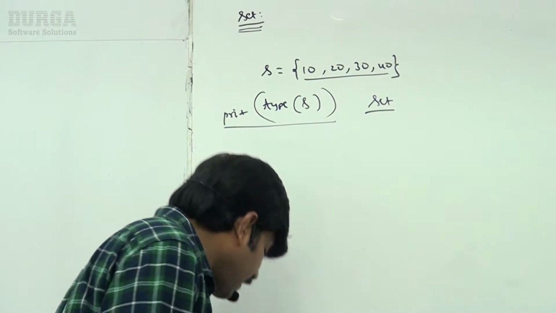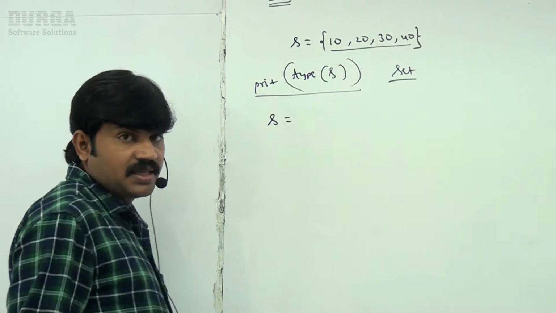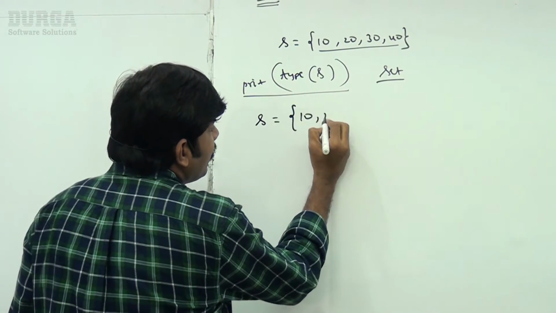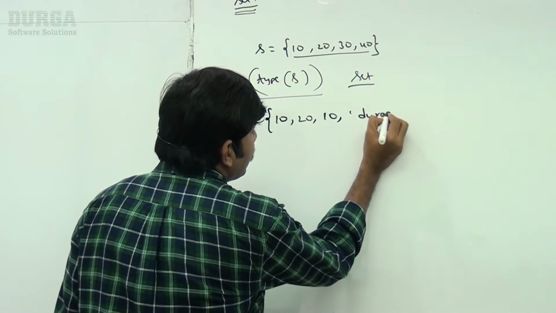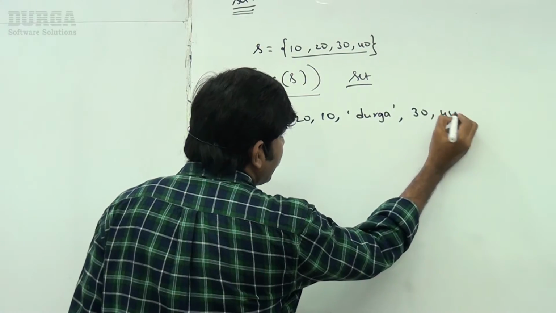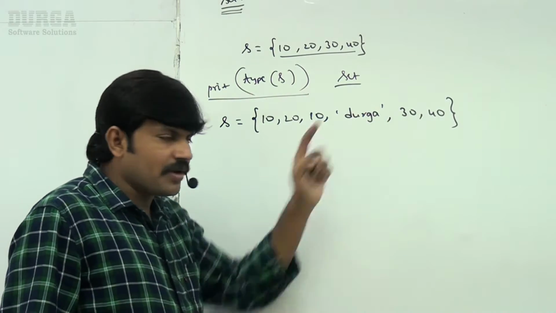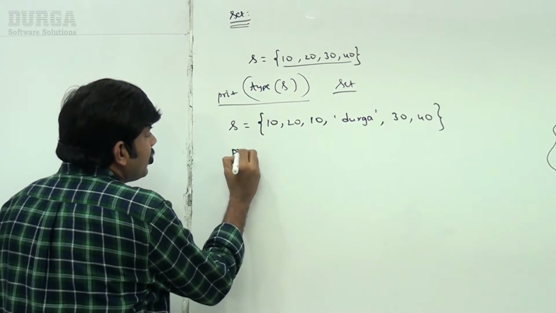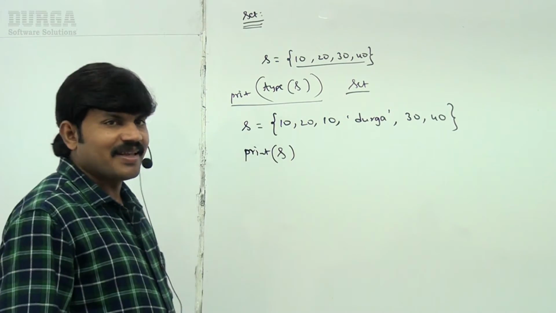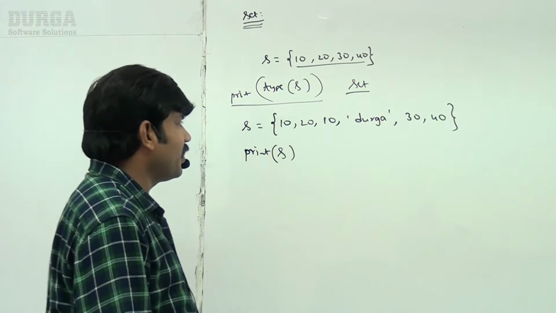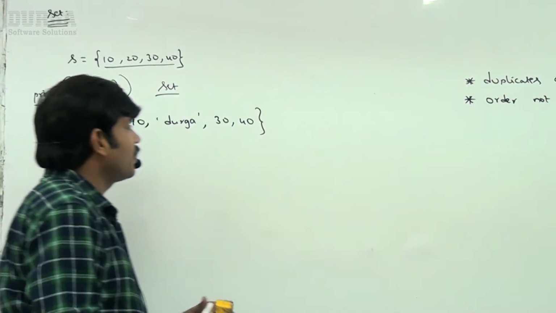Now here there is one small twist. Observe carefully. If I take ys is equal to 10, 20, 10, Durga, 30, 40, like this I am taking. If I print ys, what output are we going to get? Can you please spell out, sir? What is the output we are going to get if I print ys? Can you please confirm?